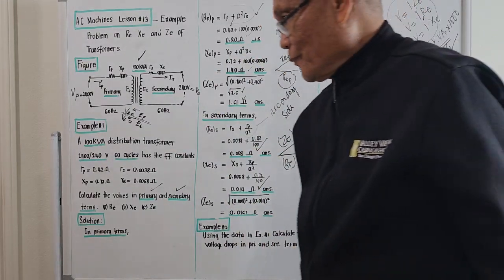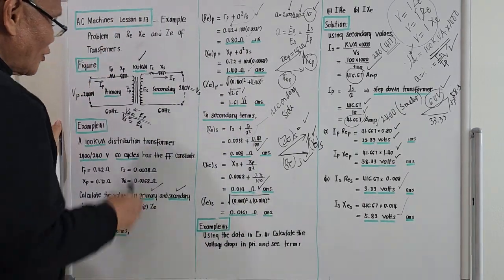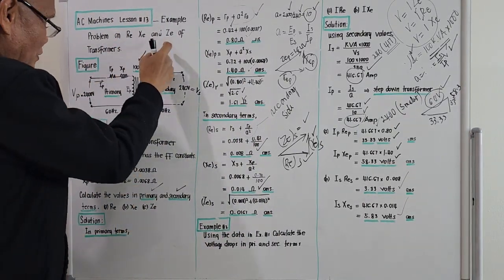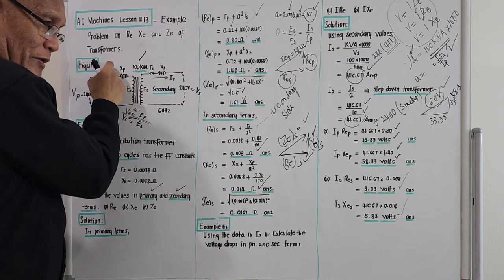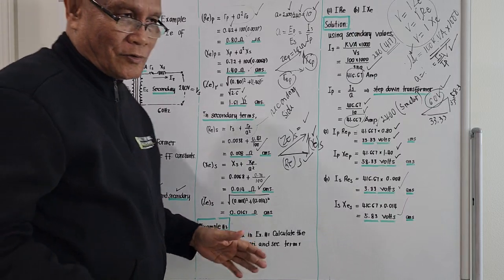Okay, that's it, guys. So this will be an example problem on how to compute for the equivalent RA, XA, and ZA of transformers. And these are needed in the computation of the so-called percent regulation.